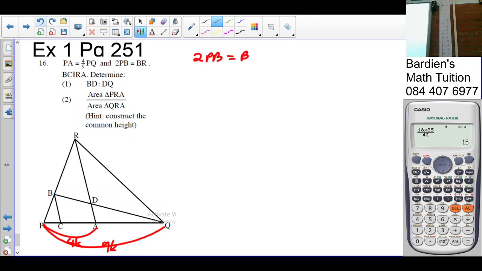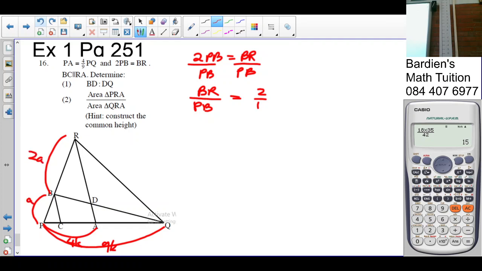2PB is equal to BR. So I need to get the ratio out. Not so? So I divide both sides by PB. So BR over PB is equal to 2, but in fraction form that will be 2 over 1. If we're looking at BR there and PB here, am I going to put a k here? No, it's on the other side of the triangle. So that's going to be 2a and 1a. You guys see that?